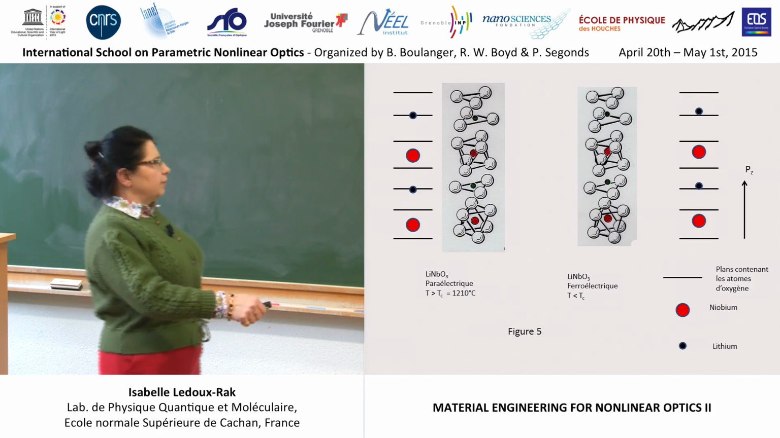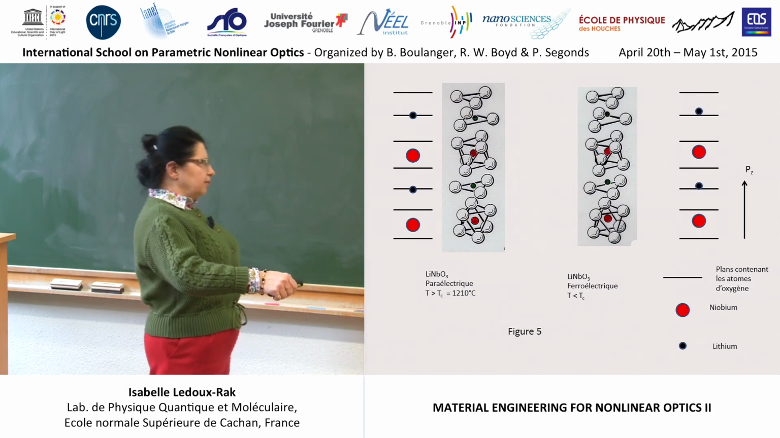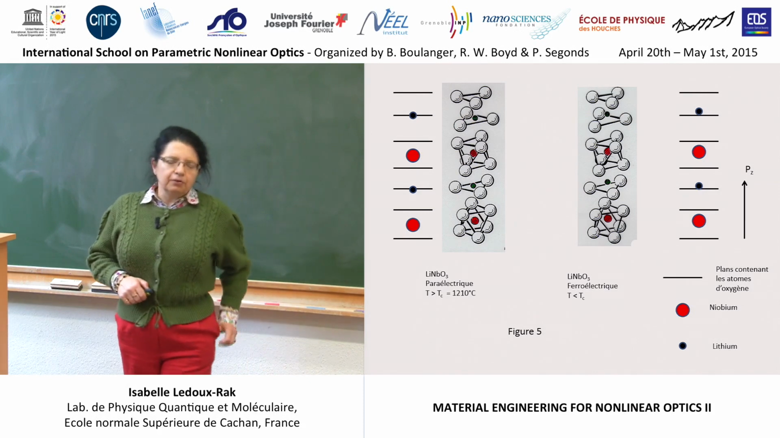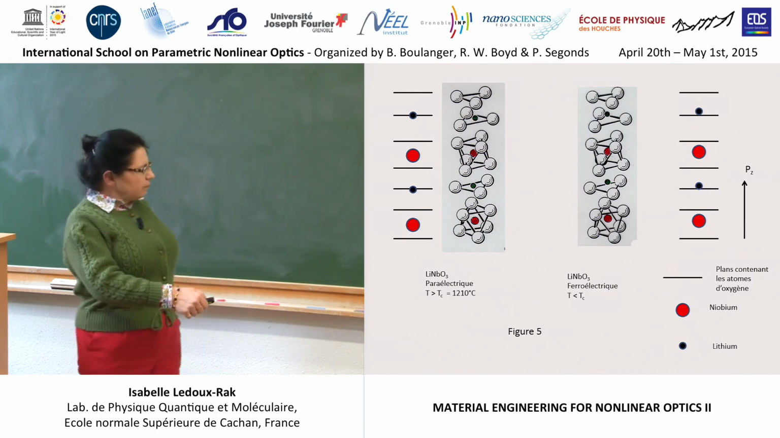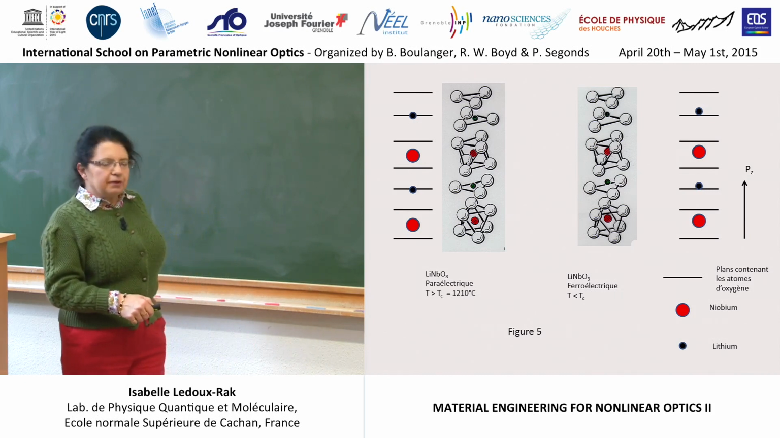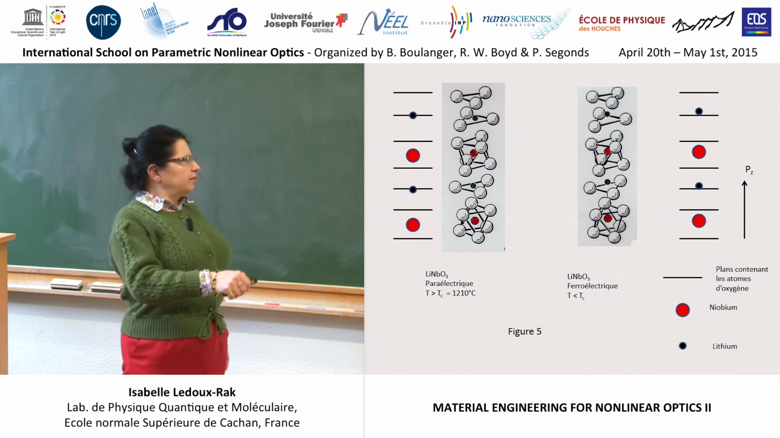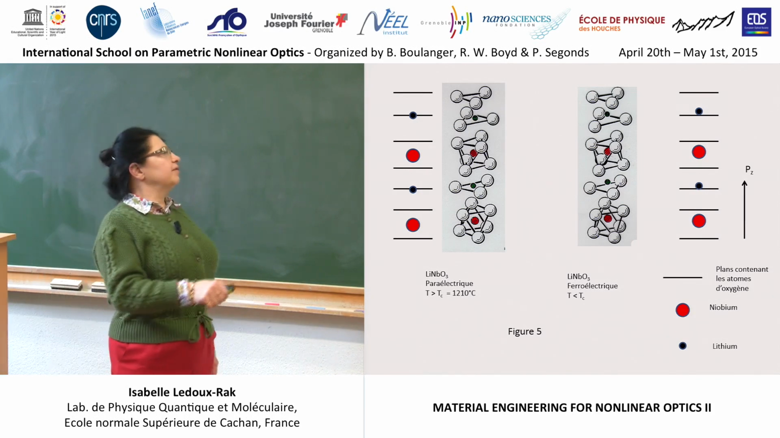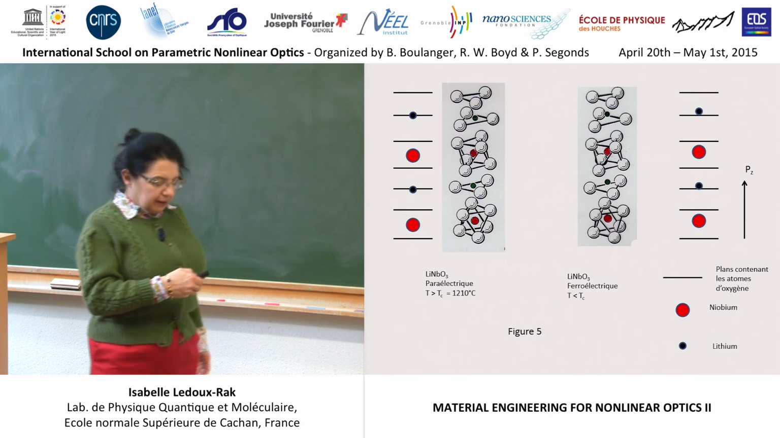And another interesting property of lithium niobate is also the fact that it is photorefractive. You can induce some carriers by light, and due to electro-optic effect, you can create some lattice of refractive index pattern in the material.